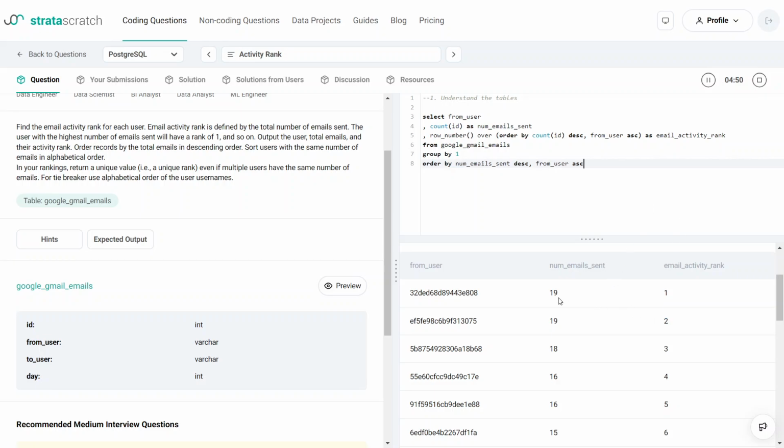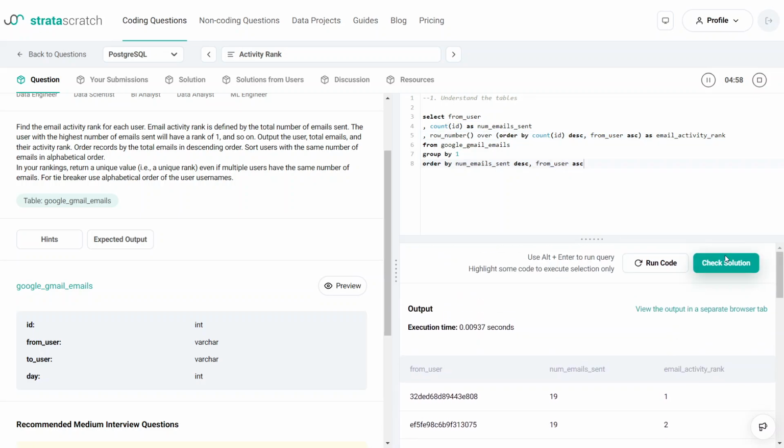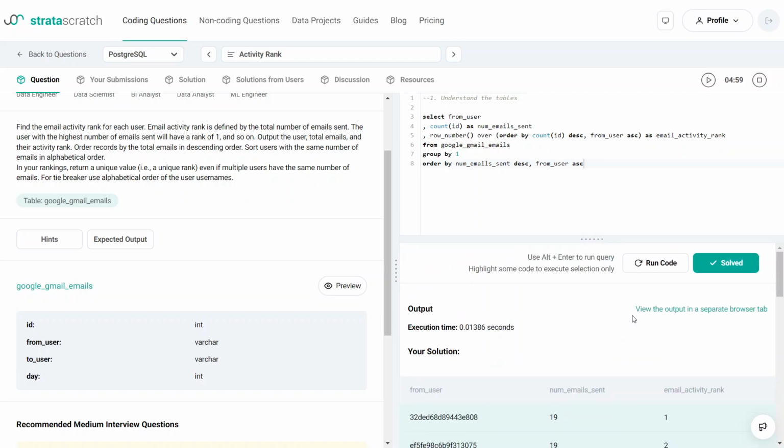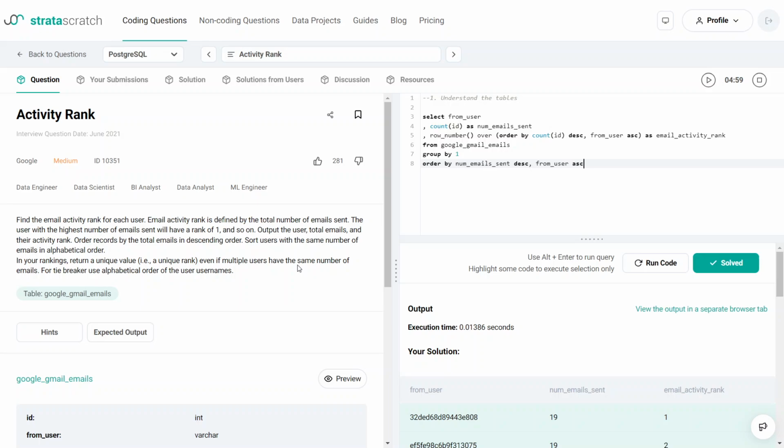They're saying, as a tiebreaker, if two people sent the same number of emails, sort it by the user ID alphabetically. All right, let's check the solution. Okay, we got it right, and I was just under 5 minutes. Excellent. There's a couple things to note about this question. It's definitely tricky, right? This is a medium difficulty question, according to Stratascratch.